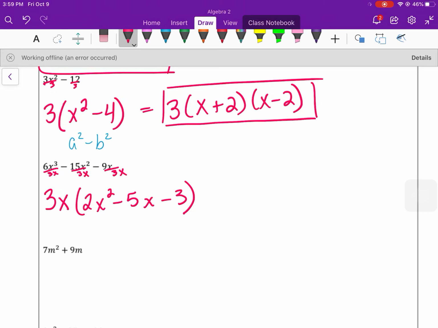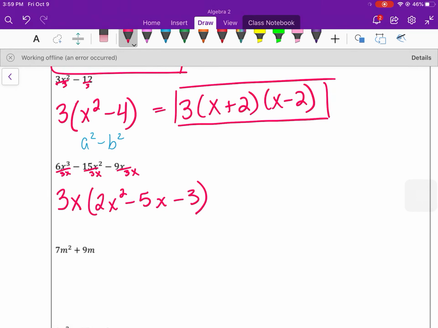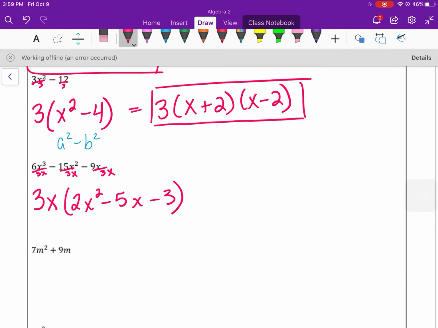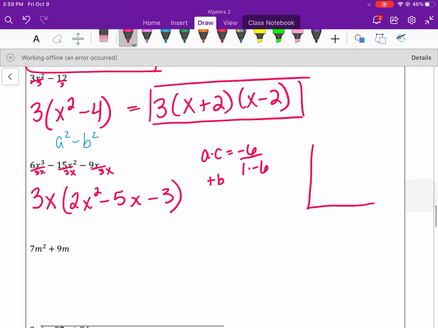Now let's see if I can factor what's left here. An easy way to tell is to take a times c, which is negative 6, and can I find anything that multiplies to negative 6 that adds up to b, which is negative 5? And I can. That'd be positive 1 times negative 6. So that means it is factorable. You can use that information to factor using the box too.